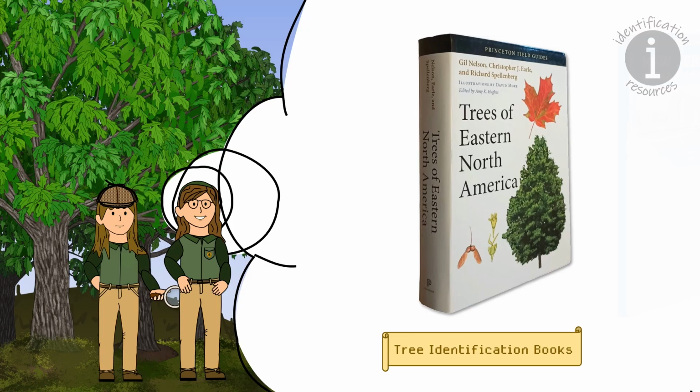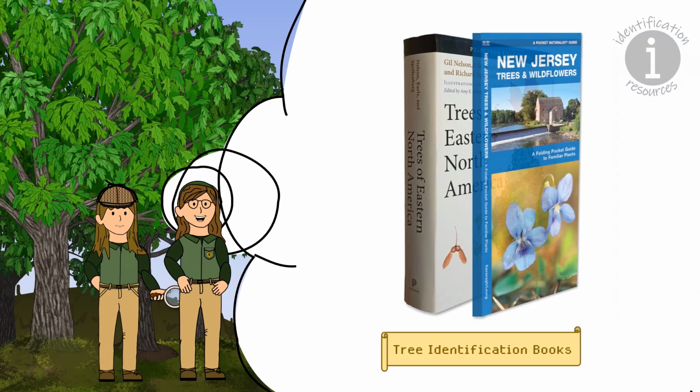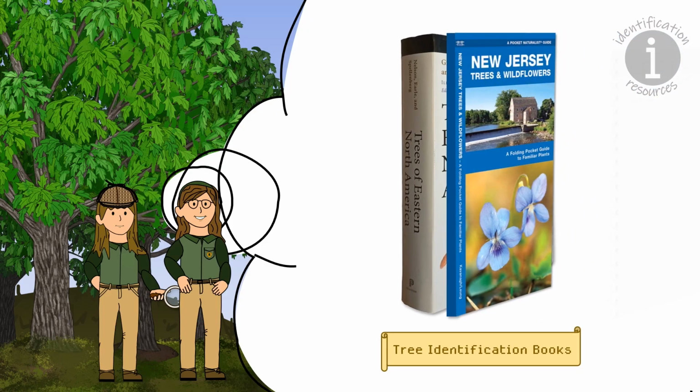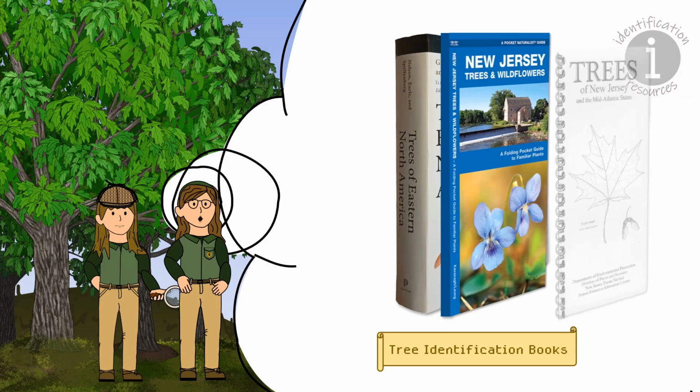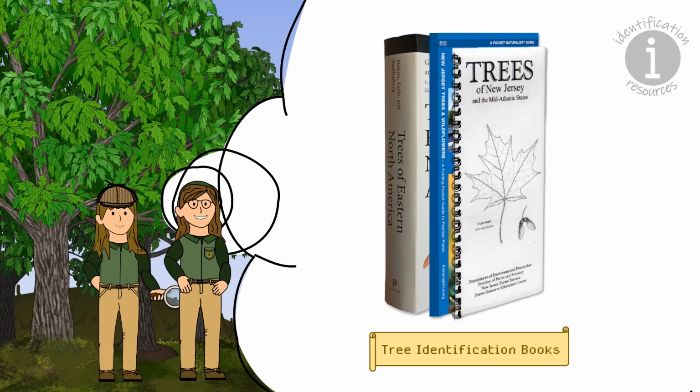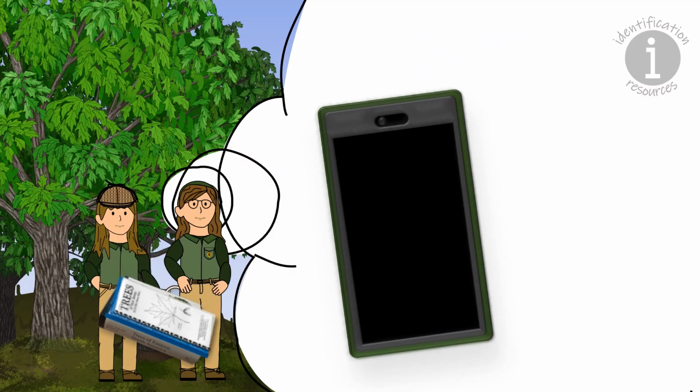Another great guide that fits in your pocket is New Jersey Trees and Wildflowers, a folding pocket guide to familiar plants. If you stop by the Forest Resource Education Center in Jackson, New Jersey, we also have a comprehensive guide to the trees of New Jersey and the Mid-Atlantic states that you can purchase there.